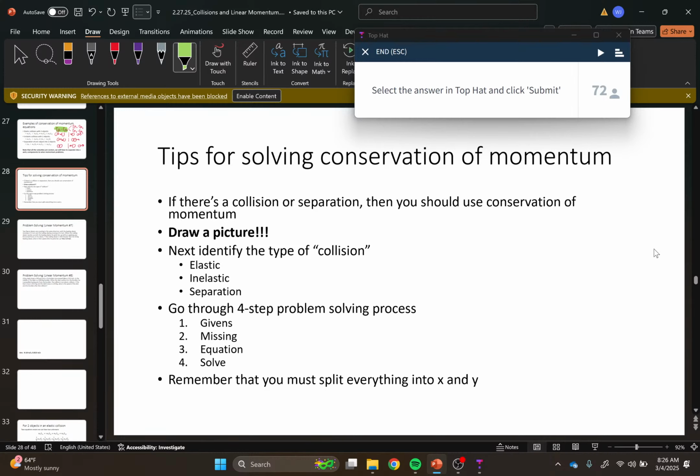We're going to identify what type of collision. Do they bounce off each other? Do they get stuck together? Or do they start together and separate? Those are the 3 scenarios. There are no other scenarios. Either they bounce off, stick together, or they started together and separated. And then you do the rest of the normal things: givens, missing, equation, solve, split everything into x and y.